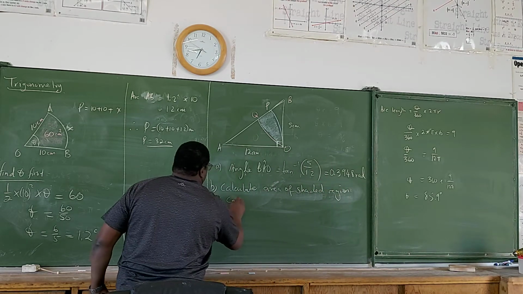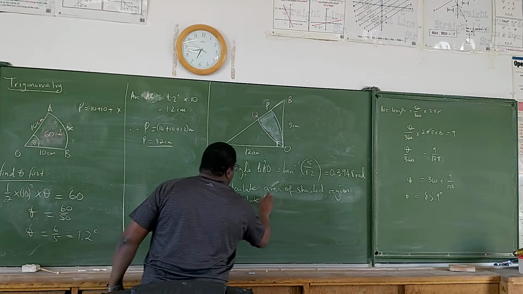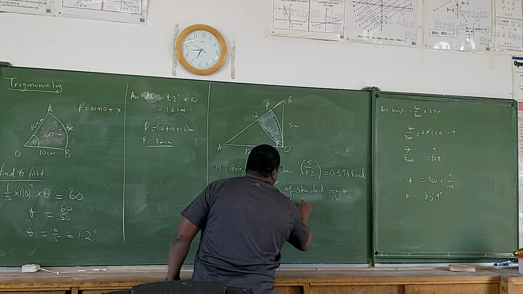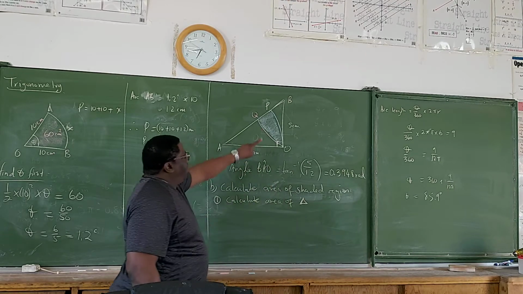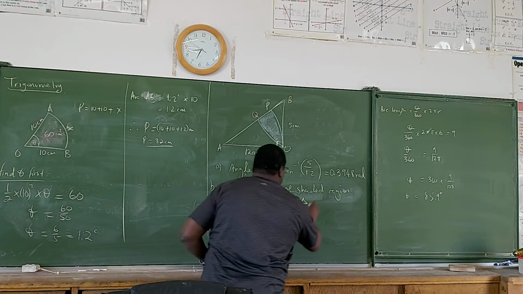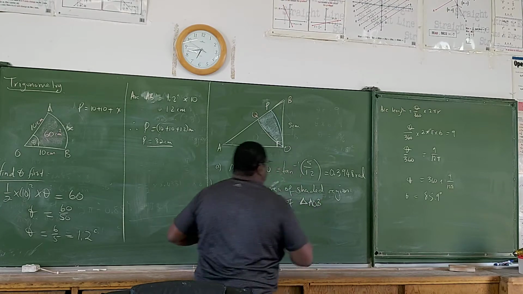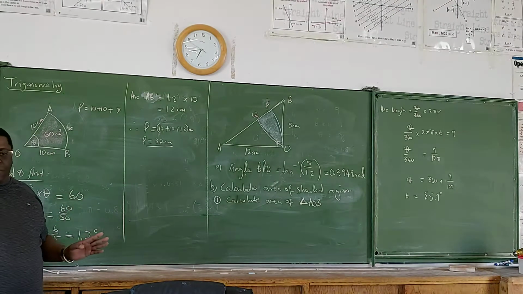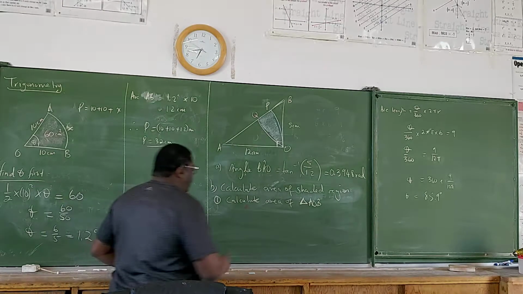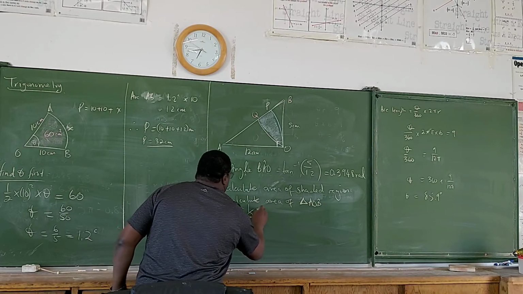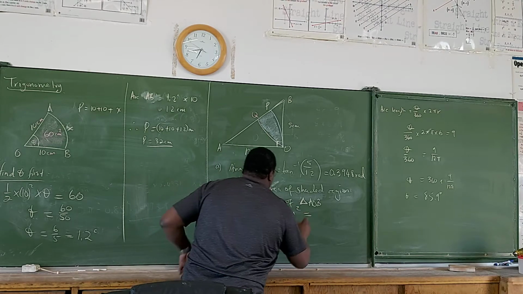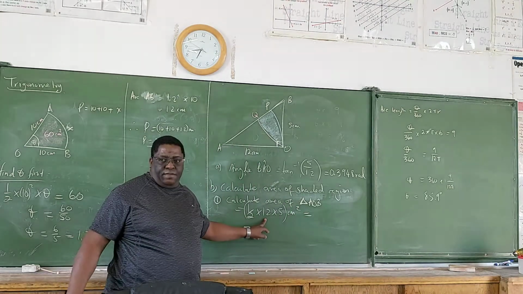So, calculate the area of triangle ABO. Now, it's a right angle triangle, so you just multiply 12 times 5, half of that. Which is a half times 12 times 5. So the area of the triangle is going to be 30.